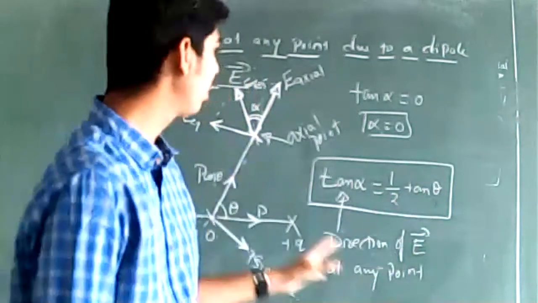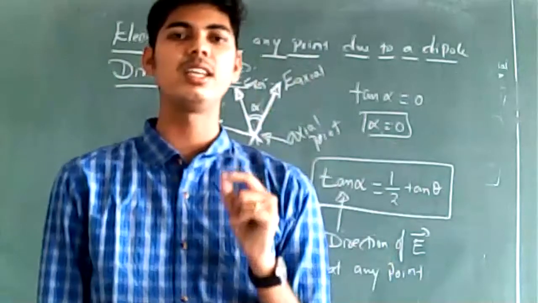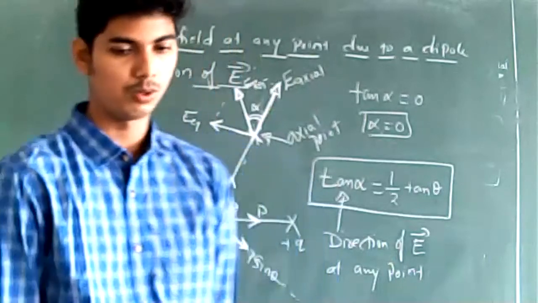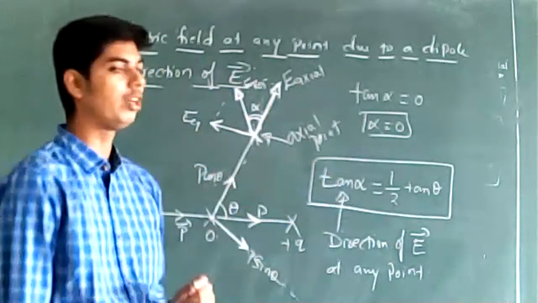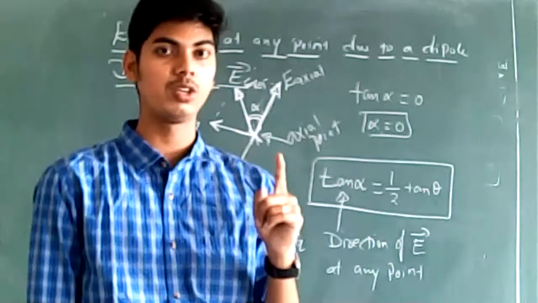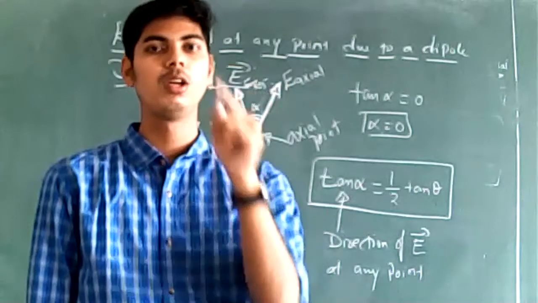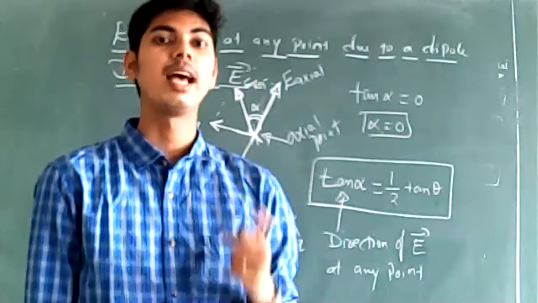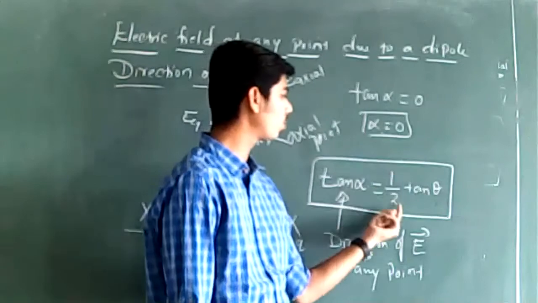So you can generally make use of this formula to find the direction of electric field intensity at any point on the dipole. So this is regarding the electric field at any point on the dipole. The formula for finding the electric field at any point is 1 by 4 pi epsilon naught, P by R cube, into square root of 3 cos square theta plus 1. The direction of the electric field at any point can be determined using the formula tan alpha equals 1 by 2 tan theta.